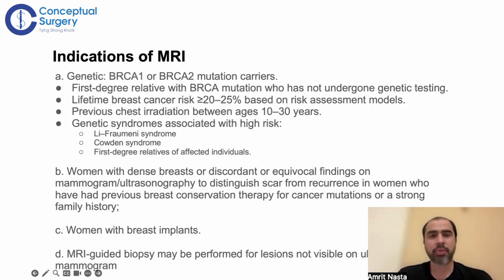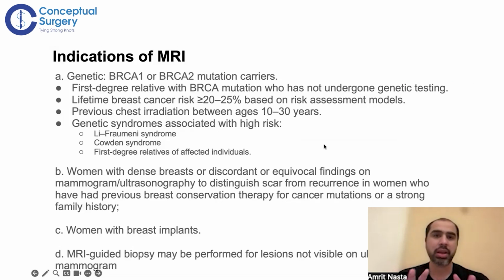So, simple: if the patient is a BRCA carrier, or a first degree relative is a BRCA carrier, or any risk assessment model where the lifetime risk is more than 25%, like the Gail model or Claus model or Nottingham Prognostic Index, or any risk factor like prior chest radiation, or genetic syndromes like Li-Fraumeni.